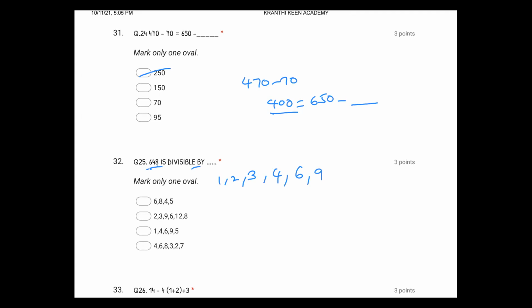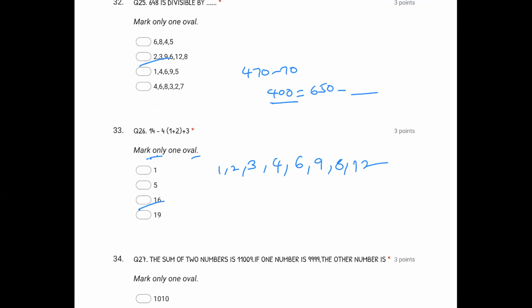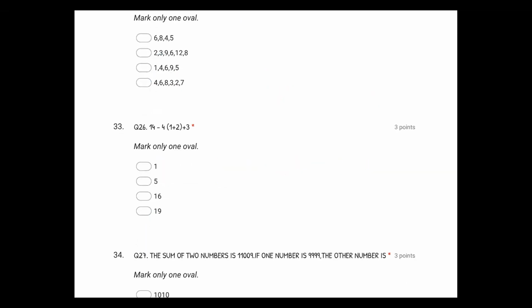And next, the number is divisible by 8 table also, and next it is divisible by 12 also. Here if you observe all of this, the option is 2. And next, question 26, it is also simplification.